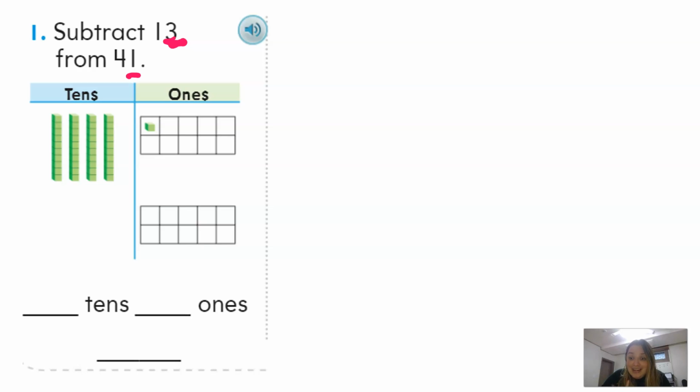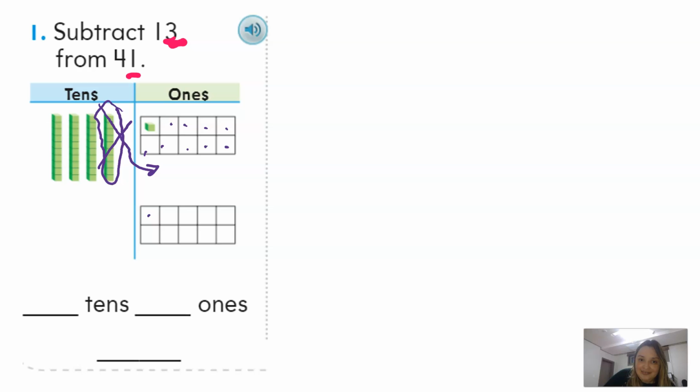I know, I can regroup one of those tens. So I'm going to grab this 10 right here. I'm going to break it up and send it over to the ones place. Okay? So here we go. 1, 2, 3, 4, 5, 6, 7, 8, 9, and 10. Okay? Now I can take away 13. Now that I regrouped, I can take away 13.